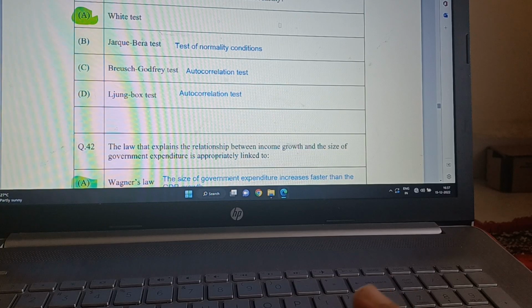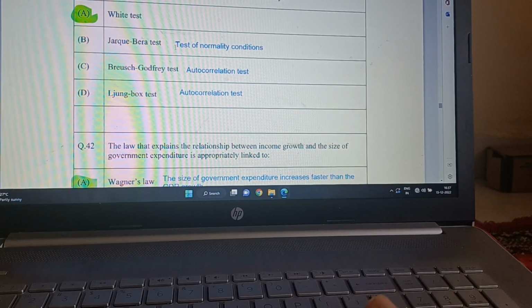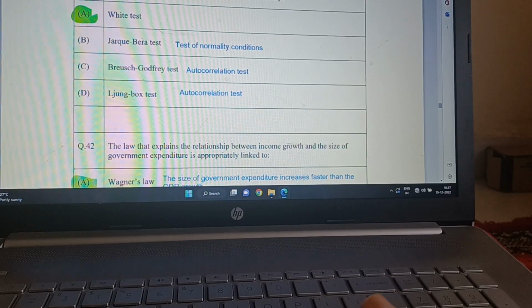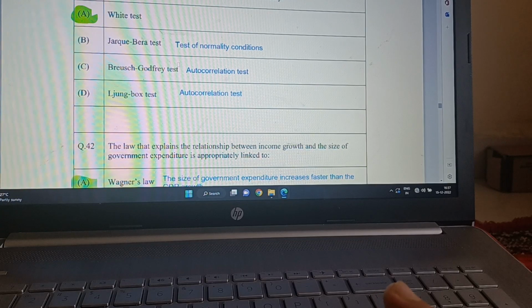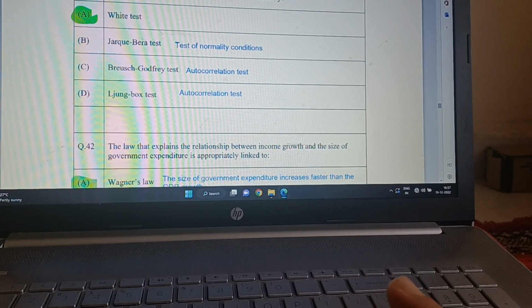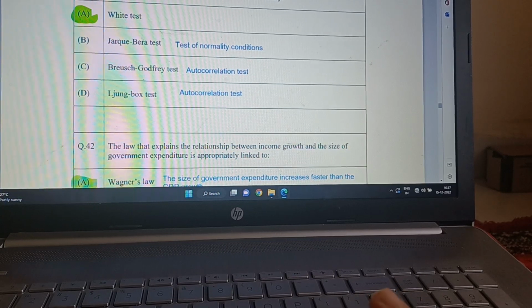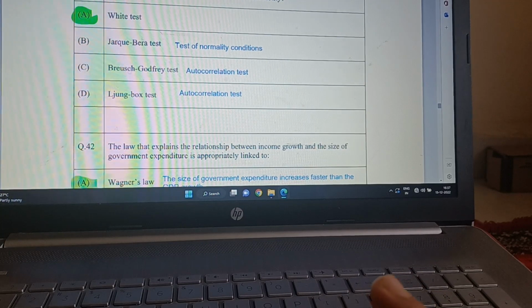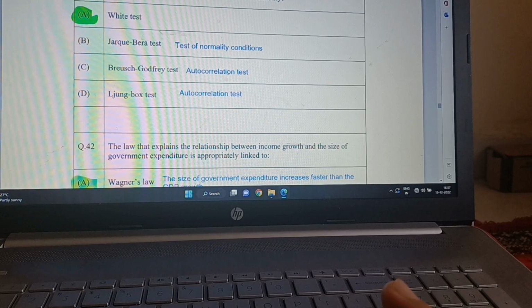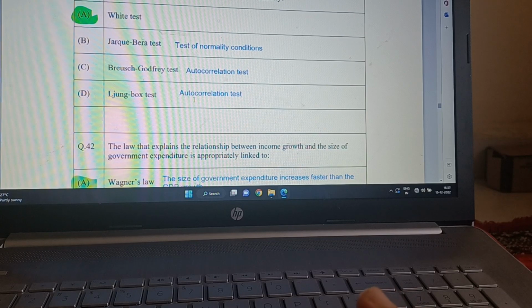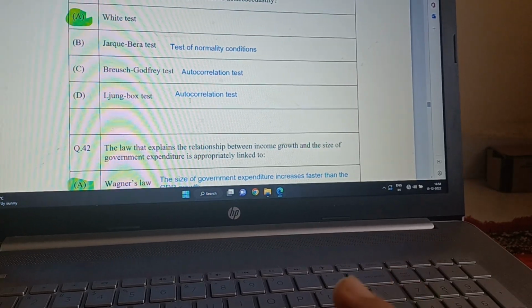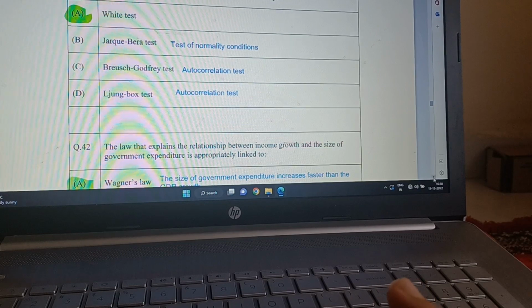Otherwise, the Jarque-Bera test is not for heteroscedasticity, but it tests for normality, whether the distribution is normal or not. And the Breusch-Godfrey test, here it could have been problematic, because Breusch was there for testing heteroscedasticity, but he developed that test with Pagan, not with Godfrey. So the Breusch-Godfrey test is an autocorrelation test, and the Ljung-Box test also is an autocorrelation test. So only the White test is the correct answer that tests for heteroscedasticity.